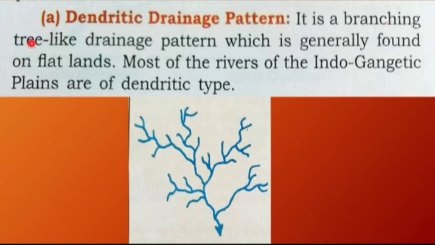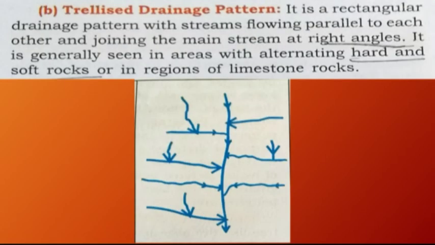How is the dendritic drainage pattern? It is a branching tree-like drainage pattern. You can see a tree and branching like branches of a tree. Can you imagine like that? So like that dendritic drainage patterns are there. And it is generally found on flat land. Yes, it is on flat land.